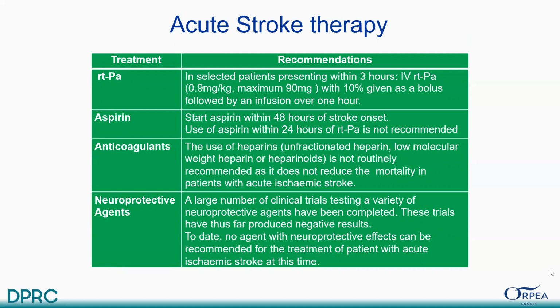Anticoagulants: the use of heparin or low molecular weight heparin isn't routinely recommended, as it doesn't reduce the mortality in patients with acute ischemic stroke. Neuroprotective agents: a large number of clinical trials testing a variety of neuroprotective agents have been completed. These trials have thus far produced negative results. To date, no agent has proven neuroprotective effects, so actually it's not recommended.